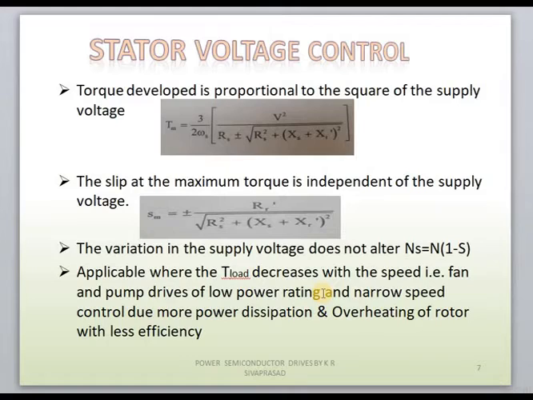Also, if you use this method for a high rating machine, there is a possibility of more losses in the machine and the efficiency will decrease. There is also a possibility of overheating of the machine, because due to the losses, more heat is produced, and the machine with more losses has less efficiency. It is not an effective method for a high rated machine.